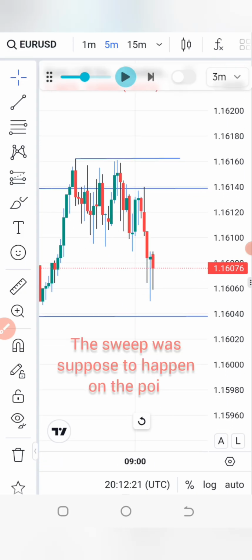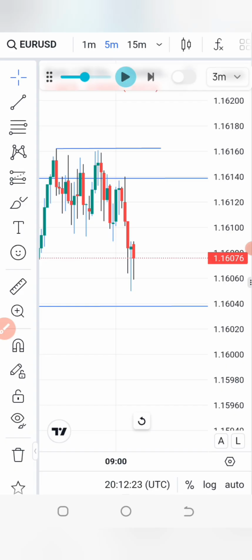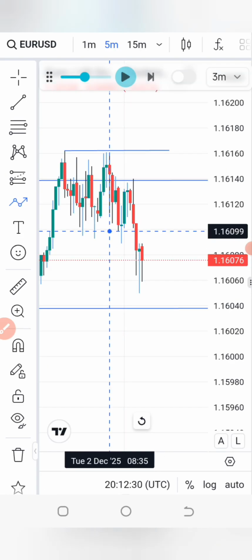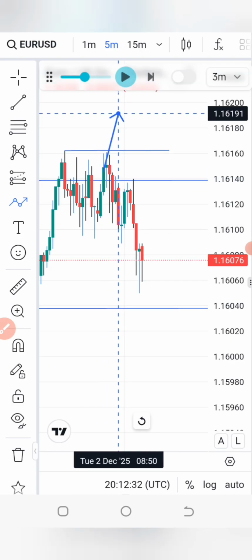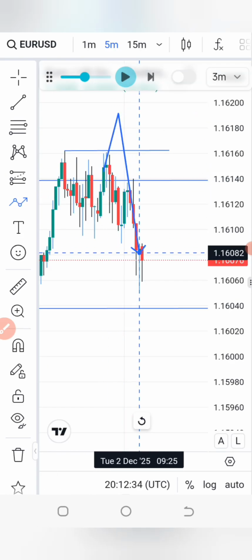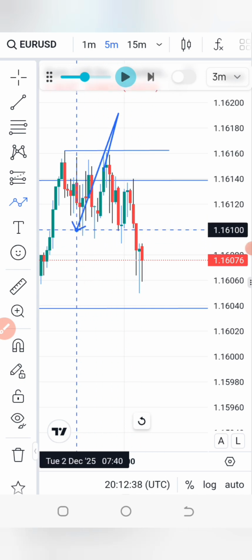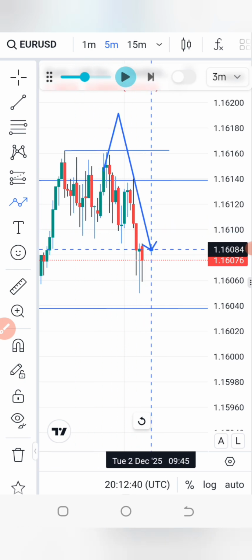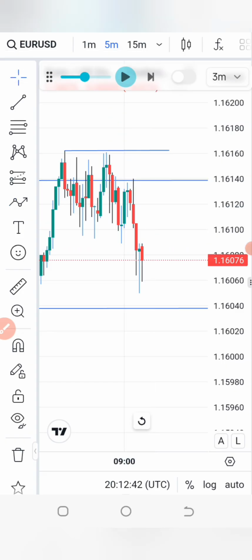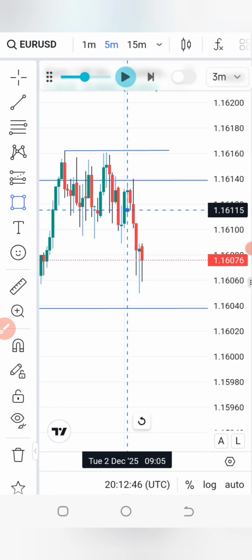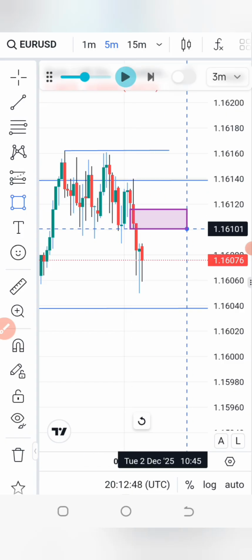So basically, this is probably what we wanted to see. If price had actually swept this before coming back down to create a structure right here, a break of structure, what we would have done to enter this trade would have been to mark a fair value gap, an FVG, which is this one right here.